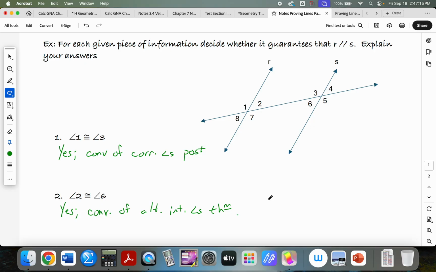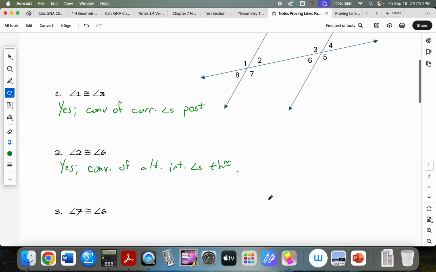So again, identify what type of angles you have, and also identify, is it the right relationship? So let's look at this next one. Angle 7 is congruent to angle 6. What kind of angles are 7 and 6? Same side interior. Is congruent the relationship we want for same side interior angles? No. So knowing those two are congruent will not be enough.